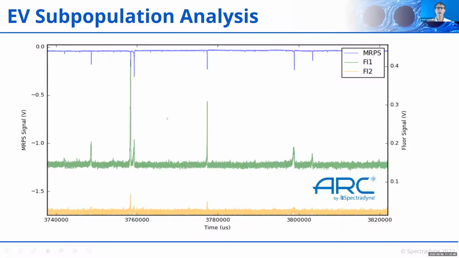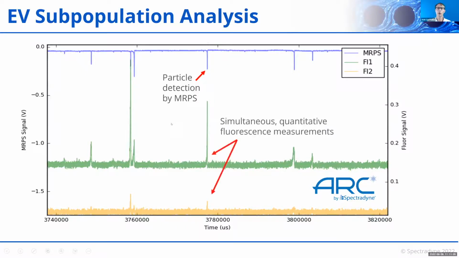And you can see 3 measurement traces here versus time now. So this is the raw signal versus time. In blue is showing the MRPS signal, where we're detecting a particle. This downward spike is a particle detection by MRPS. And simultaneously with that now, we're also measuring quantitative fluorescent signal from each particle in 2 channels.